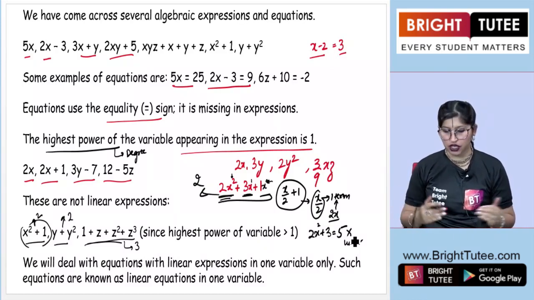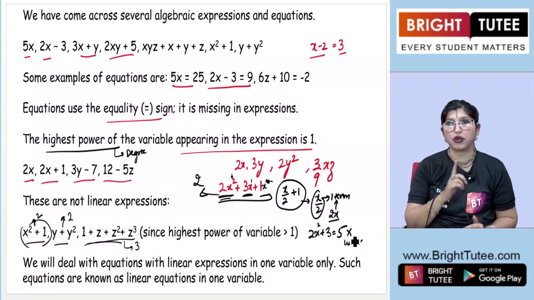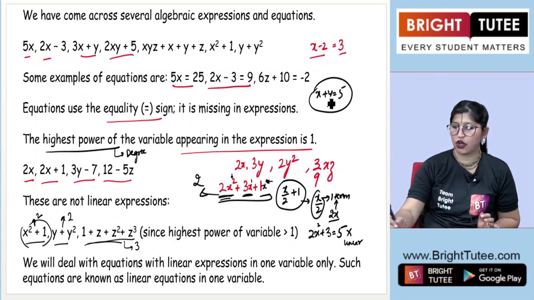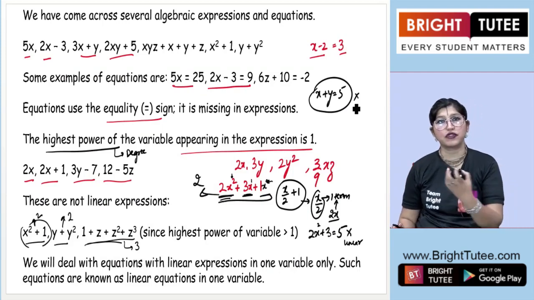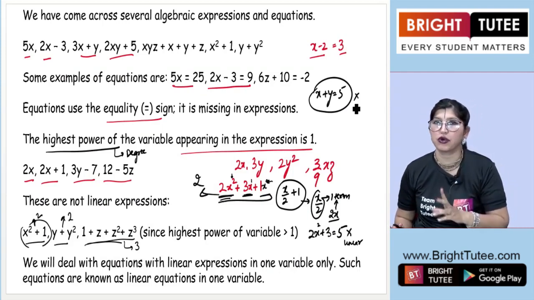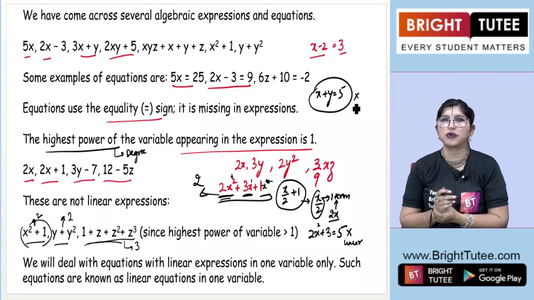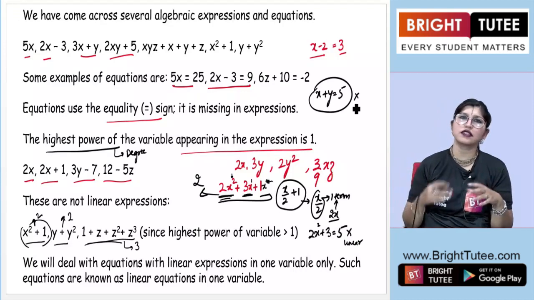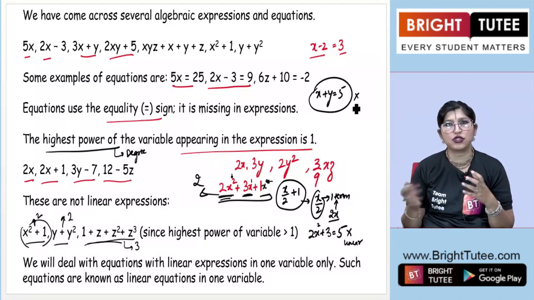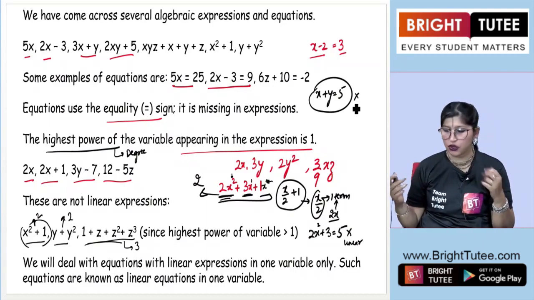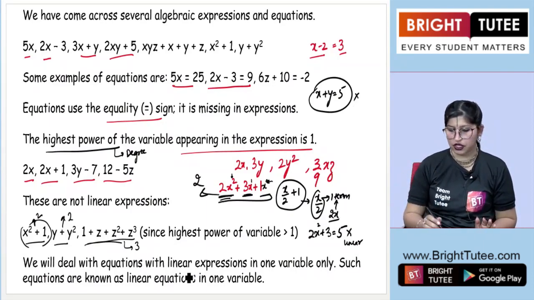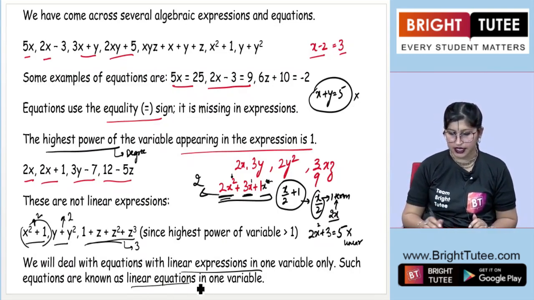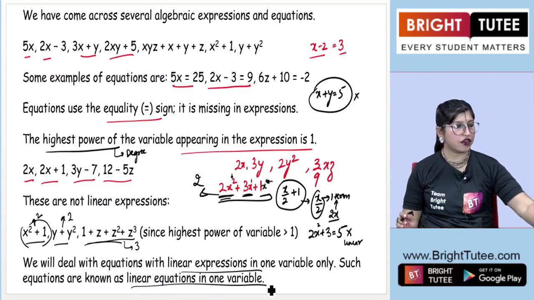Now we'll deal with such linear expressions in one variable only. So we'll not be discussing things like x plus y equals 5. Why? Because this chapter is on linear equations in one variable. If we move on to senior classes, let's say 9, 10 or other classes, then we'll go ahead with linear equations in two variables, quadratic equations, cubic equations. As of now, I'll be dealing with linear expressions in one variable only, and such equations are called linear equations in one variable.